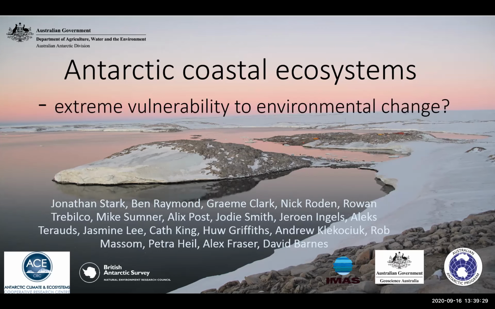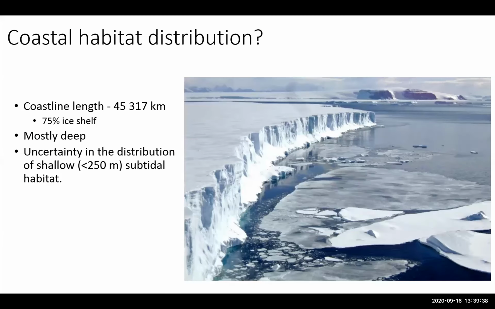And coasts are also the nexus for most human activity in Antarctica. It's where stations are built and tourism is focused. So what is Antarctic coast and how is it distributed? Well, the Antarctic coastline is relatively long, but most of this is actually ice shelf or ice sheet. And because of the weight of the ice sheet, this depresses the coastline, and so most of the coast is actually very deep. And there's a fair amount of uncertainty in our knowledge of the distribution of shallow subtidal habitat.